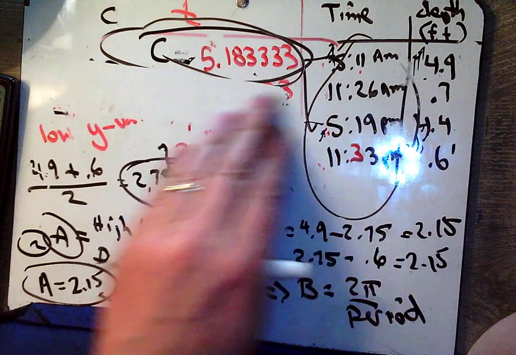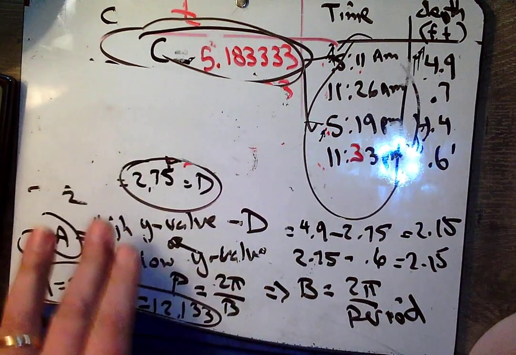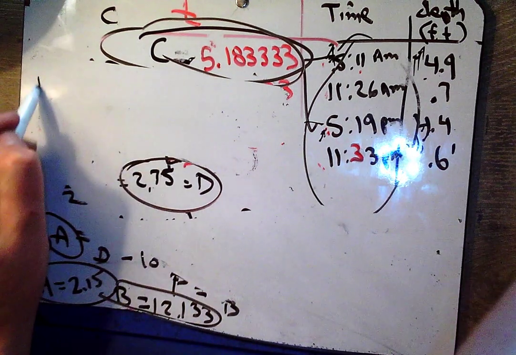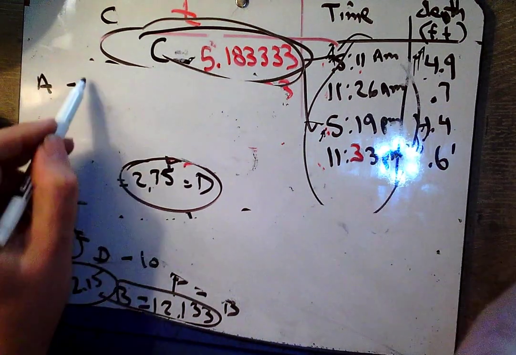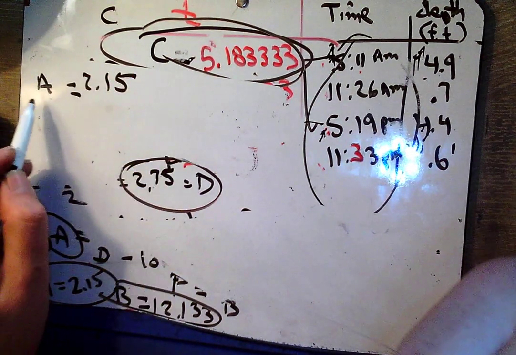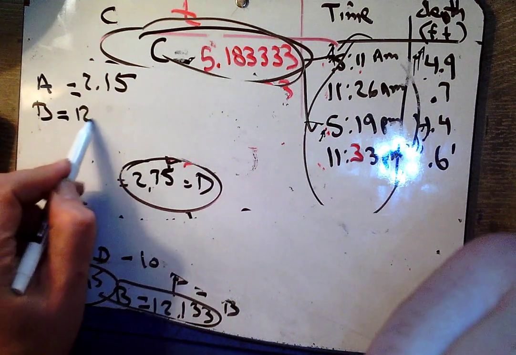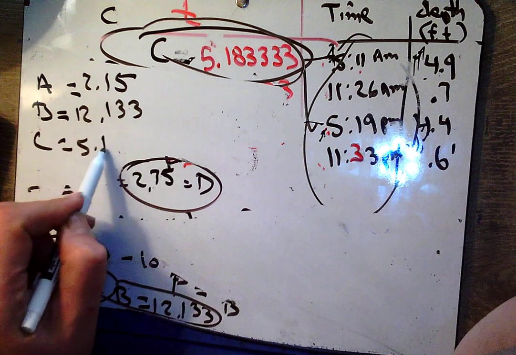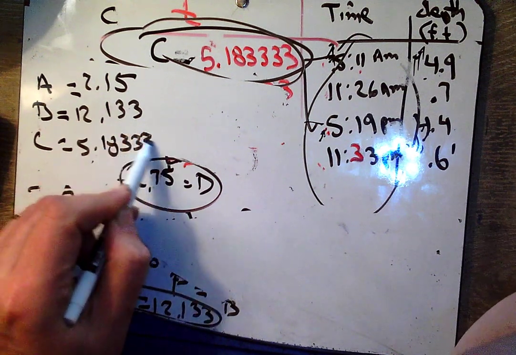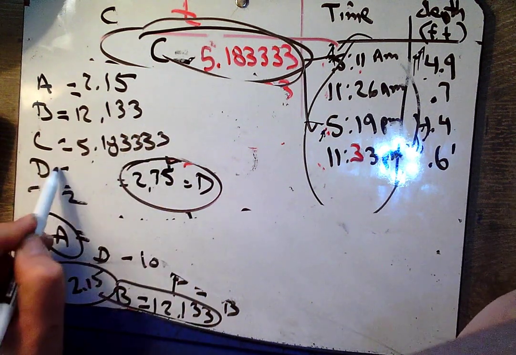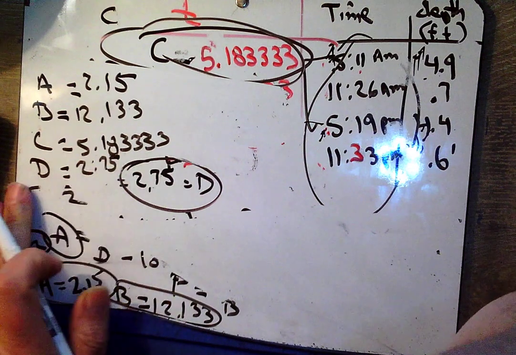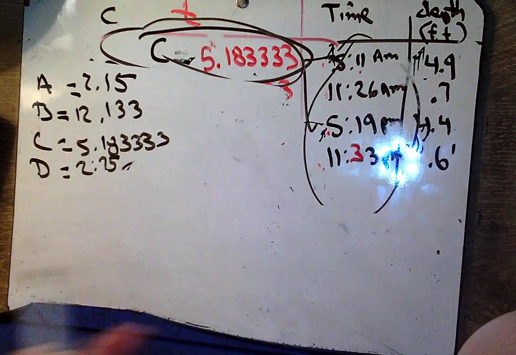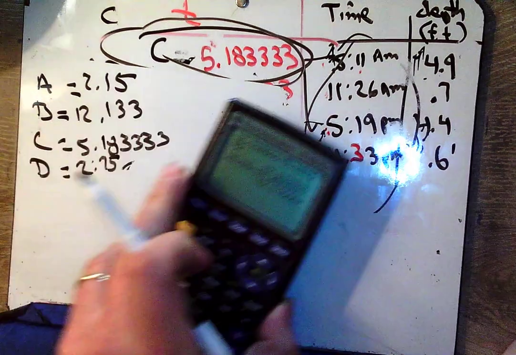I'm going to erase some other stuff so I can reclaim some workspace. So A equals 2.15, B equals 12.133, C equals 5.18333, and D is 2.75. Now let's put this all together in a model.